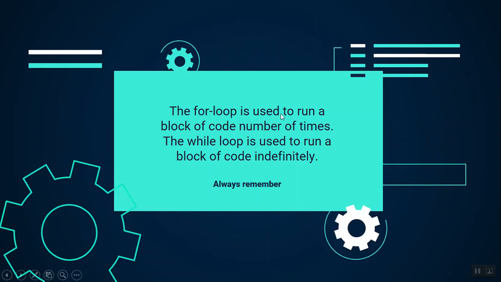So the for loop is used to run a block of code a number of times. If you know how many times you want to run a loop, we use the for loop, and the while loop is used to run a block of code indefinitely. So that's the for loop and while loop for you.